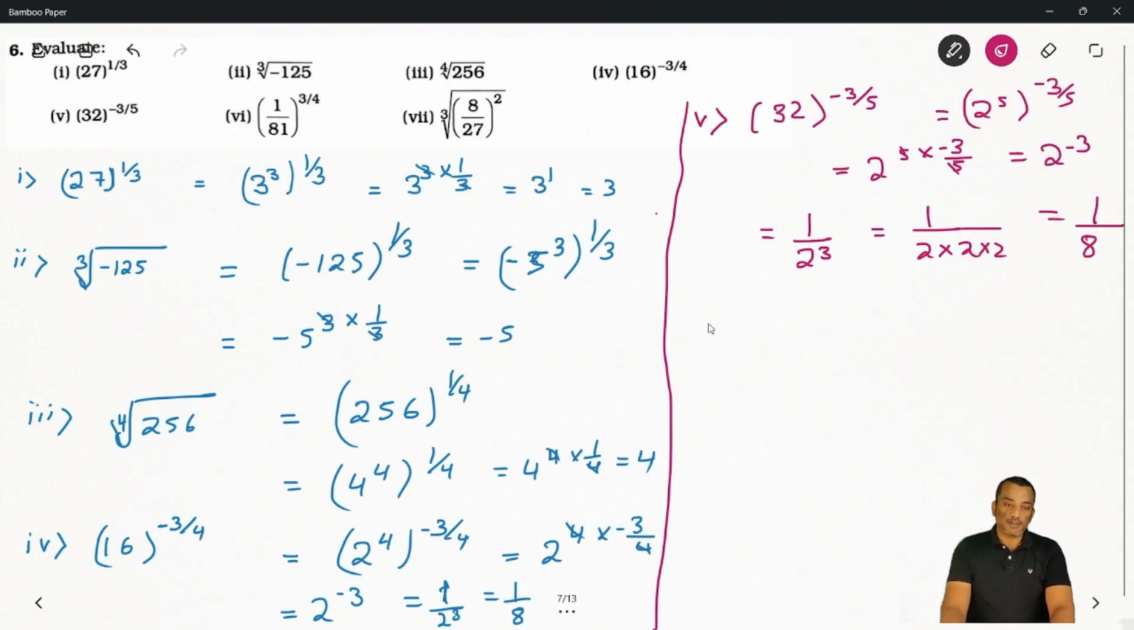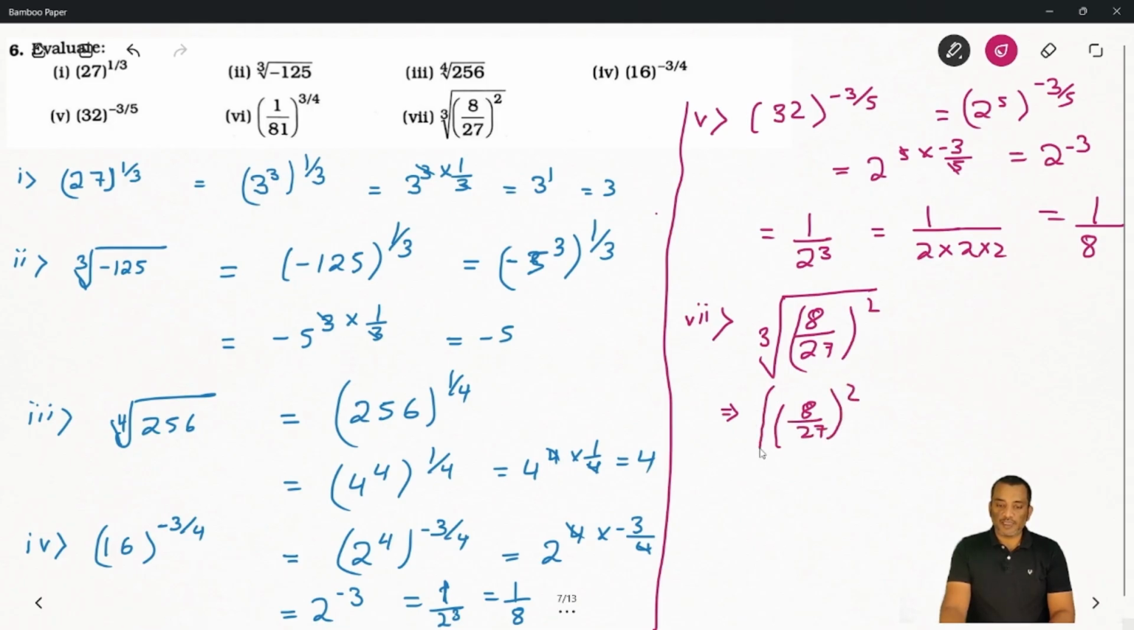Okay. Now let's solve the seventh one. The seventh one is saying cube root, 8 by 27, and the whole is squared. So here first we will give preference to the brackets and the square. So we can say 8 by 27 squared, and the whole is raised to the cube root, which is 1 by 3. And in the same way, 2 to the power 3 by 3 to the power 3. And this will multiply with the 2, and this will multiply with the 2, and the whole is raised to 1 by 3.